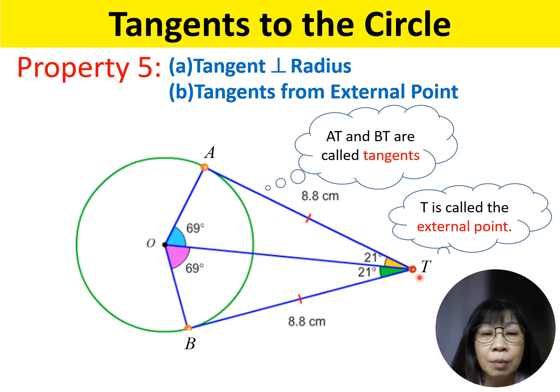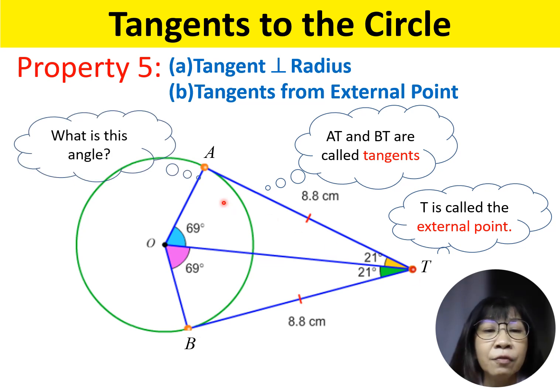With this external point, what we observe is, if we have these two tangents, you notice that OT is actually an angle bisector that bisects angle ATB. So you can have 21 degrees and the other half 21, and similarly, we have 69 degrees and 69 degrees over here. So indirectly, we are saying that because of these tangents from an external point, triangle OAT and triangle OBT are actually congruent.